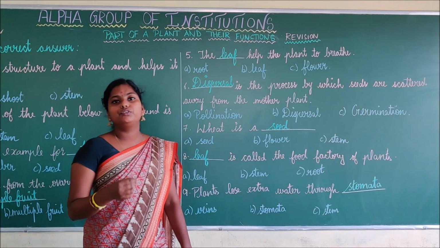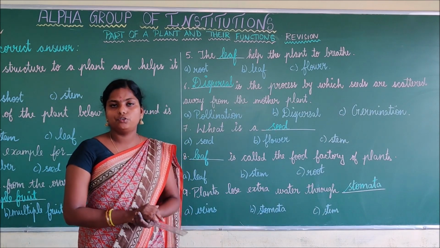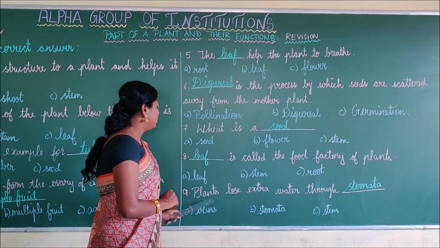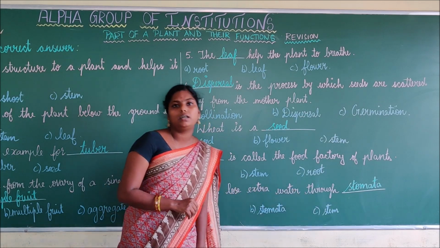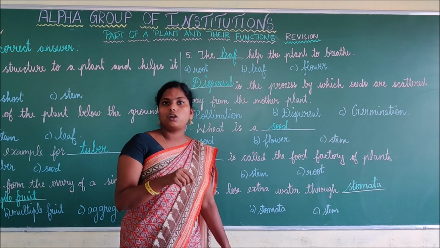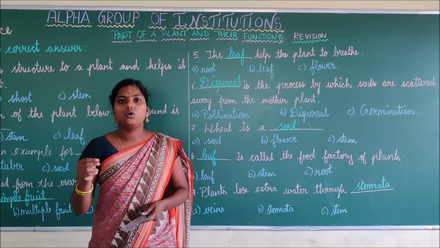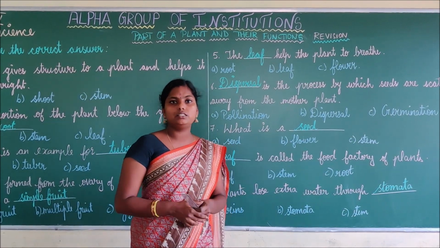Leaf is called the food factory of a plant. Why? Because leaf prepares the food for the plant. Plants lose extra water through stomata. The tiny pores which are found in the leaf are called stomata, and through those holes the water vapor is coming out. Is it clear, students?